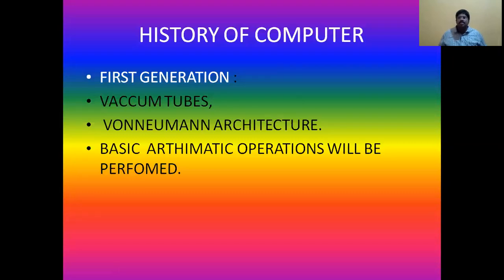So what is meant by first generation computers, or what are the major components used in them? In the first generation computers, they used vacuum tubes. Vacuum tubes were used as the main components, and the main functions to be performed by a processor were performed by these vacuum tubes. In the first generation, they used vacuum tubes, and the architecture is von Neumann architecture.